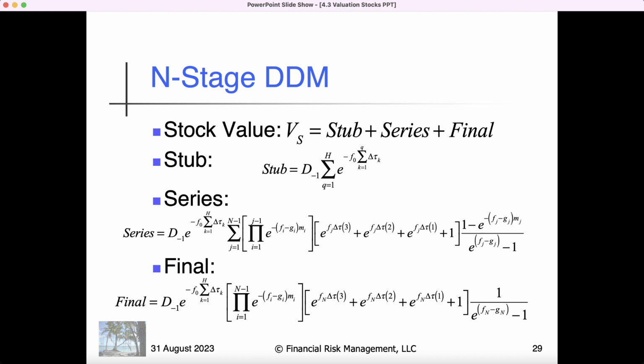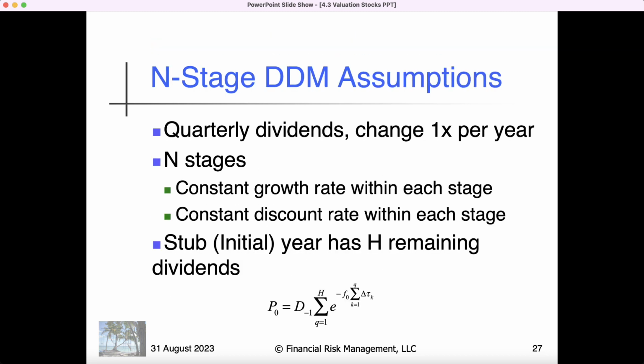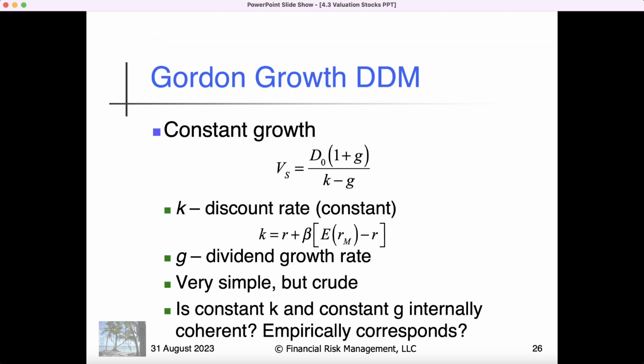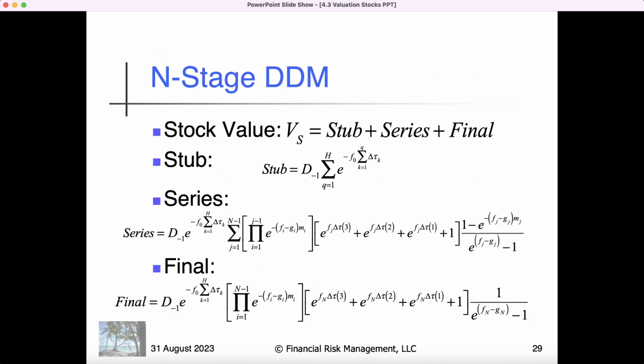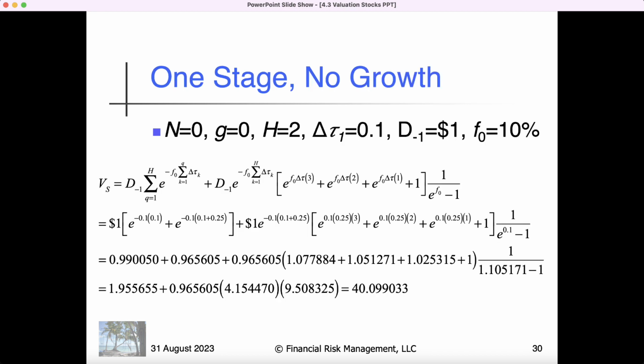And again, you can check the math in the materials, but the goal here is to move from an oversimplified constant dividend growth model to a more realistic quarterly pay, allow for different discount rates for each stage. You can just assume they're all the same if you wish, and proceed to model it this way.